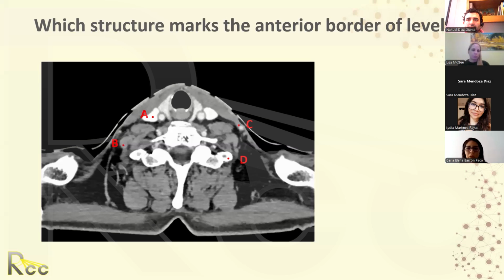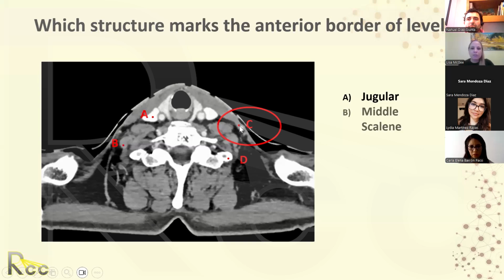Some people answer C. Yes, C, excellent. And that's correct. So as far as the anatomy goes, A right here is the jugular vein. B is the middle scalene muscle. C, I'm placing that red dot right at the posterior aspect of the sternocleidomastoid muscle. And then D is the transverse process of C6.